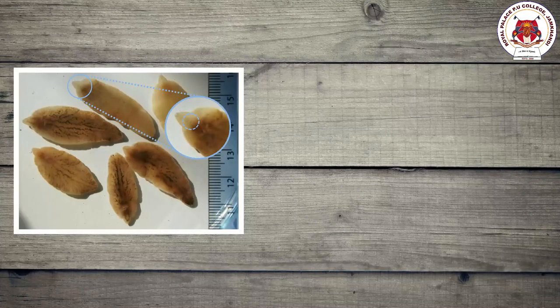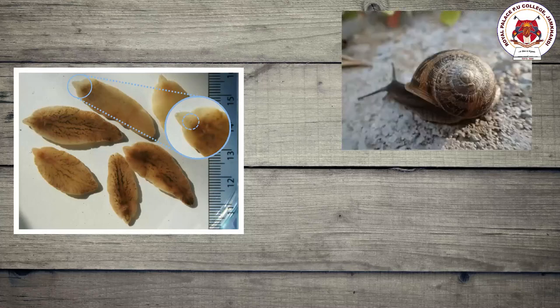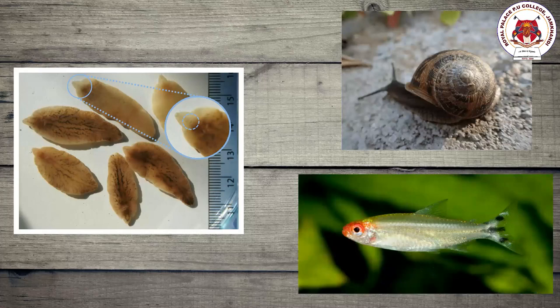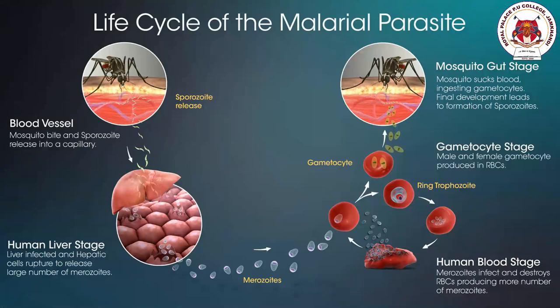Some parasites' life cycle depends on two to three intermediate hosts. For example, the human liver fluke depends on two intermediate hosts, a snail and a fish, to complete its life cycle. We can take the example of the malarial parasite, Plasmodium. It needs a vector, the mosquito, to complete its life cycle. The majority of parasites harm the host by reducing its survival, growth and reproduction. And if the total number of parasites increases in the host body, it is common that the immune system of the host decreases.